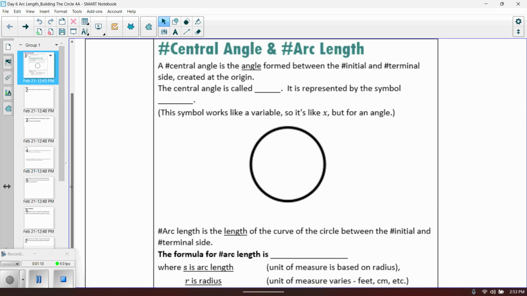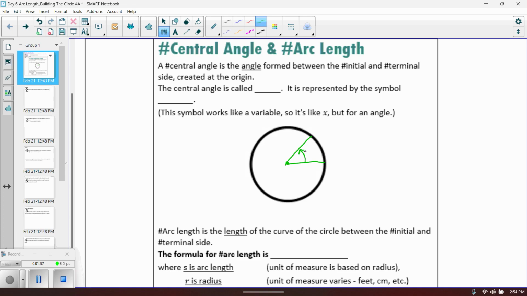form. So a central angle, once again, is an angle formed between the initial and the terminal side created at the origin. So if we simply put a dot here where the origin, or the center of the circle, would be, and then we create our initial side, and then some kind of a terminal side, the angle would go from the initial side to the terminal side.